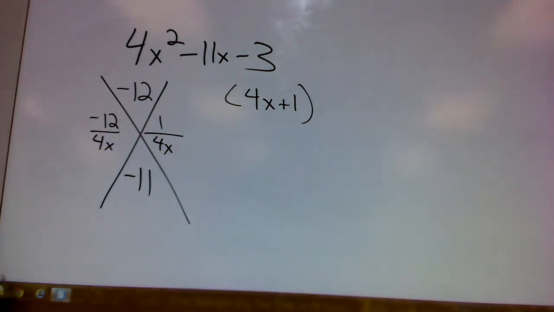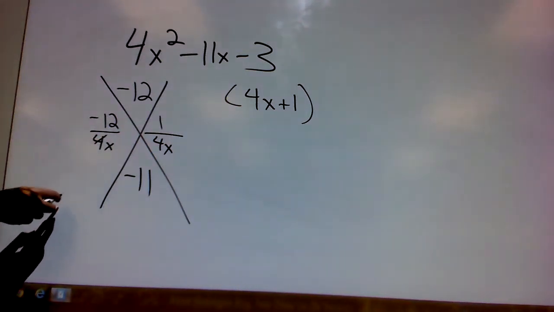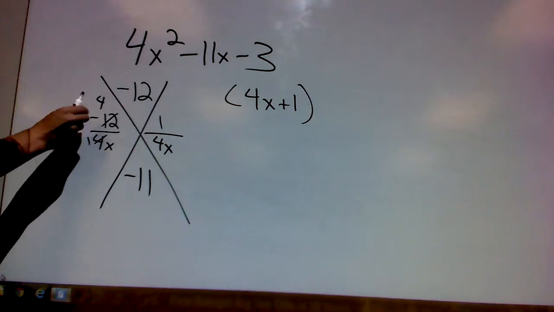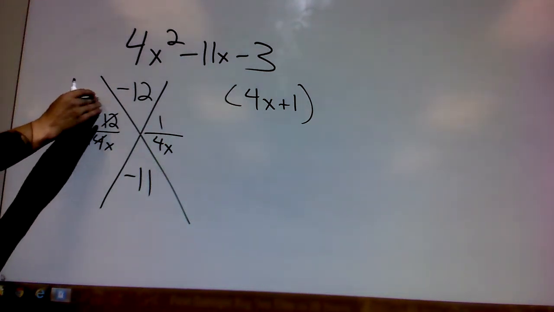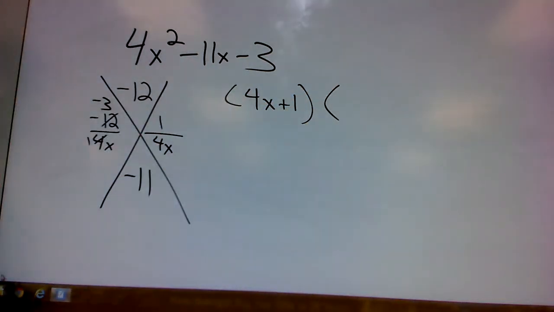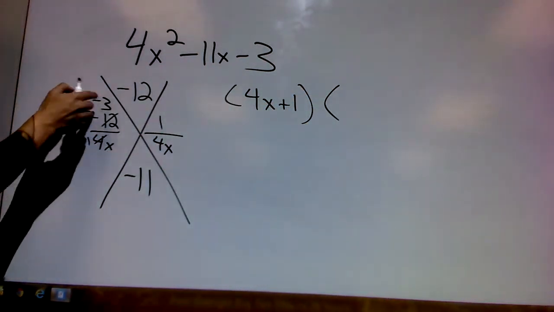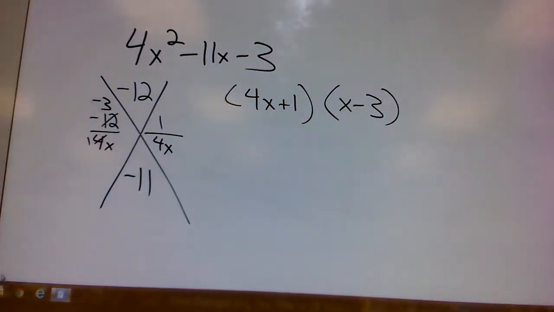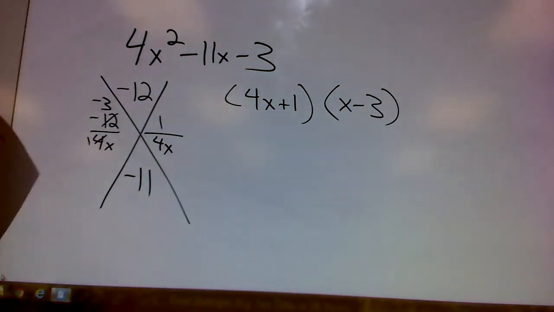Other parenthesis, I have to divide both by 4. 4 divided by 4 is 1. Negative 12 divided by 4 is negative 3. So my other parenthesis is x minus 3. That is the complicated x, and you will have lots of those to do.